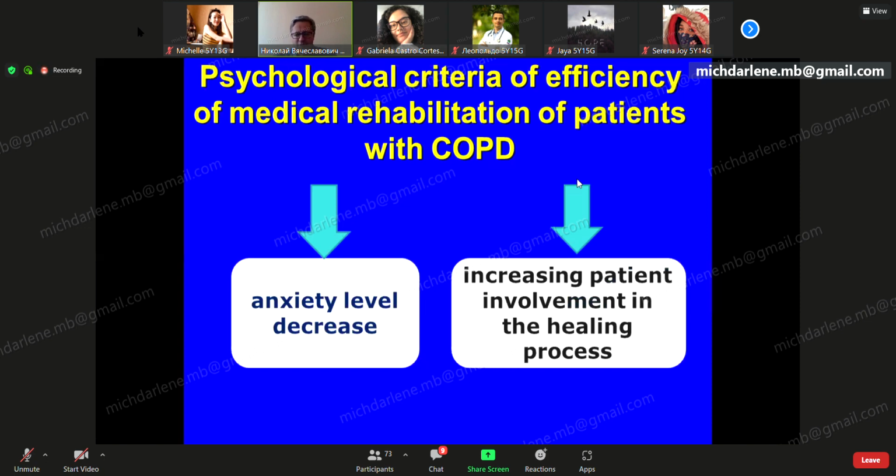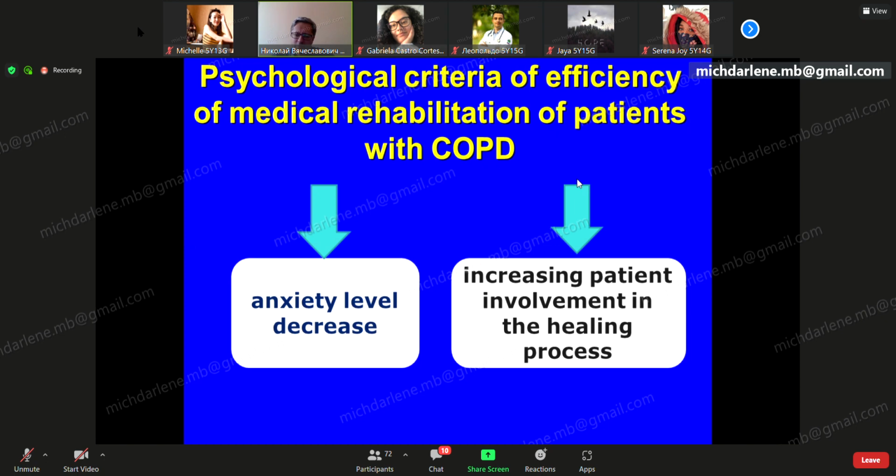As for psychological criteria of this medical rehabilitation, efficiency is also an important component which we can measure and which we can improve, for example, decrease anxiety level without specific anti-anxiety therapy. It's very important to underline. Optimal regime of physical activity and normalization, almost normalization of some respiratory indicators can help to decrease these anxiety level parameters.